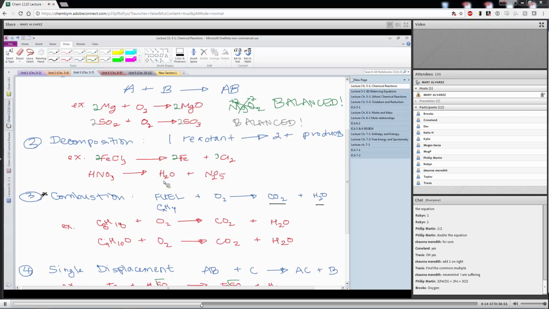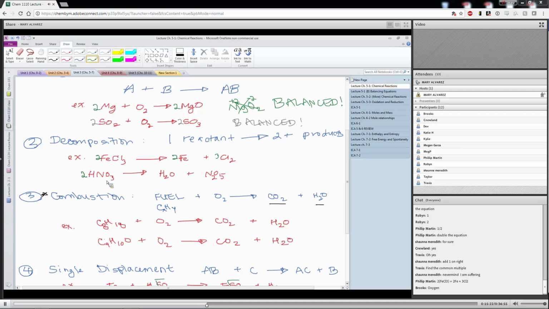So if we do the hydrogens first and the nitrogens, we can see, let's see, 1 hydrogen on the left, 2 on the right. So if I put a 2 in front of there, that will balance my hydrogen atoms. Now putting a 2 there gives me 2 nitrogen atoms. And here I appear to have 2 nitrogen atoms, so my nitrogen atoms are balanced. Okay, hydrogens and nitrogens both balanced.